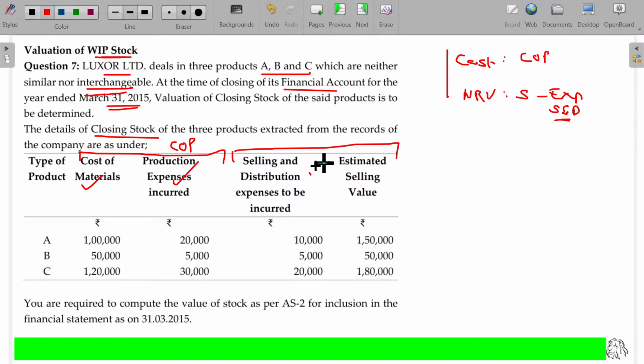From the estimated selling price, if I subtract the selling expenses, this is called NRV. Hope you will be now able to understand. NRV is nothing but from the sale price, any brokerage and the carriage outward, any expenses related to the sales will be subtracted to get the NRV.